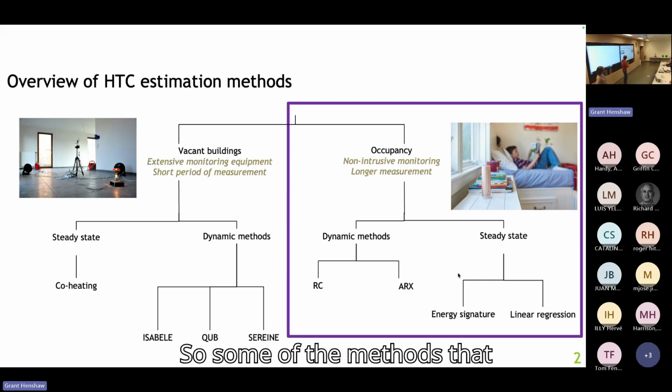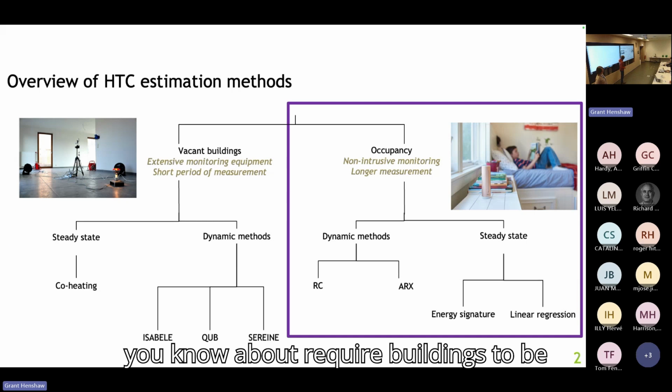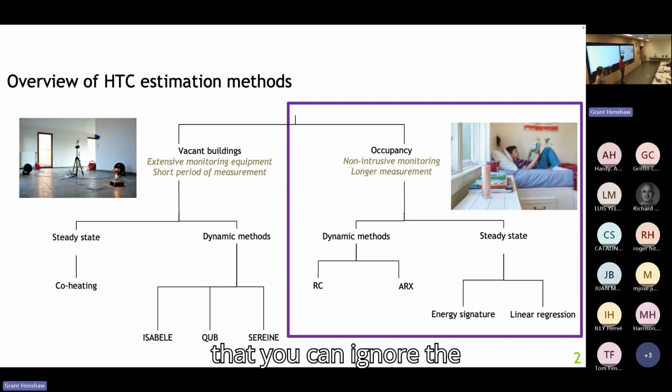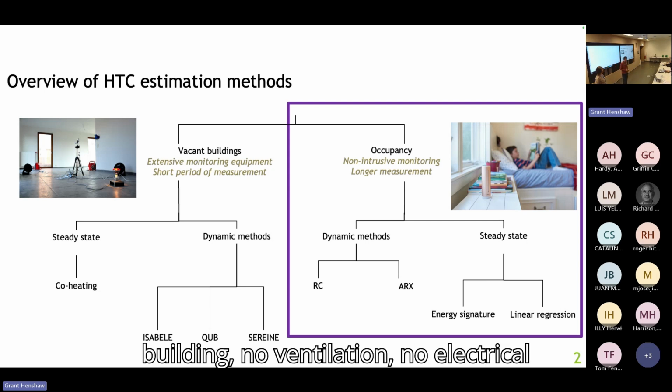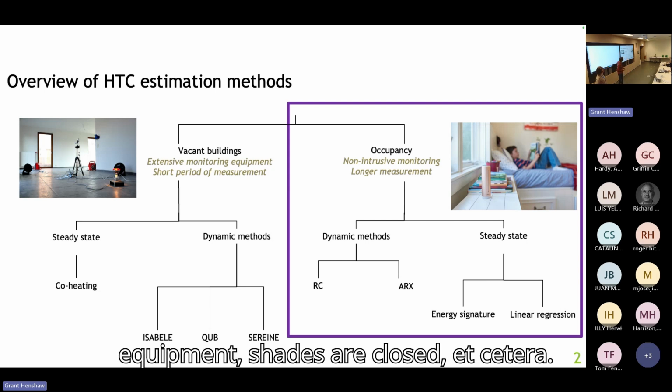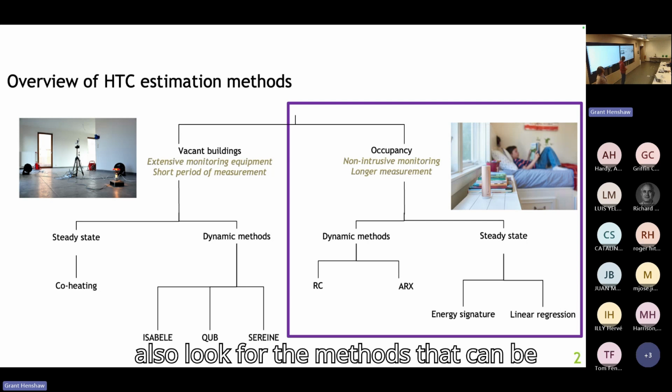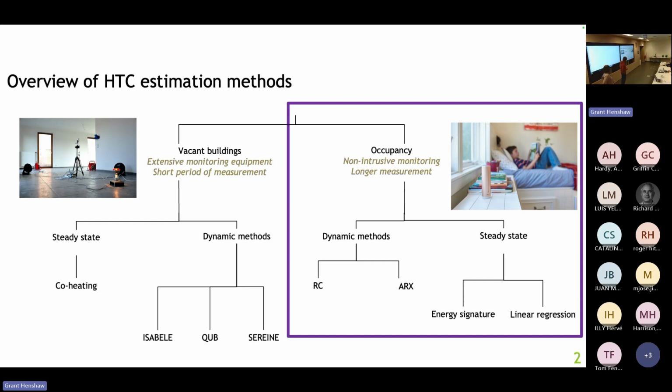Some of the methods that you know about require buildings to be vacant during measurements, like the Siréne method, so that you can ignore the influences on the heat balance of the building: no ventilation, no electrical equipment, shades are closed, etc. But that is not always possible, so we also look for methods that can be done during occupancy of houses, in our example, houses for now.